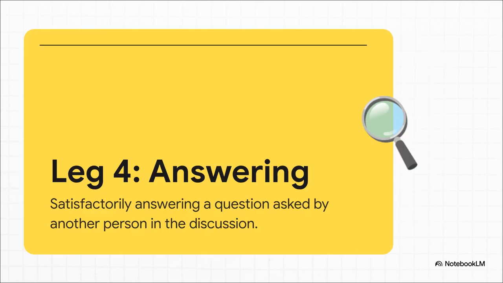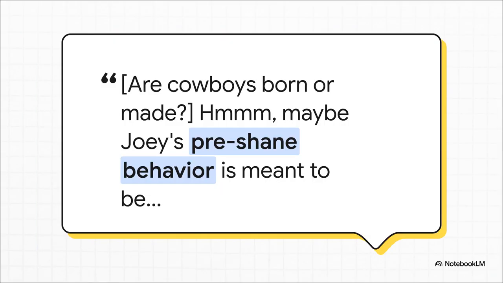Next up in level 2 is answering. Now this might sound simple, but a really thoughtful, satisfying answer is like gold in an online discussion. It clears up confusion and lets the conversation move forward on solid ground instead of getting stuck. Check this out. Someone asks a really great question. Are cowboys born or made? And this response doesn't just give a one-word answer. It offers a thoughtful interpretation, a new way to analyze the character's actions. It answers the question, yeah, but it also makes the whole conversation deeper.